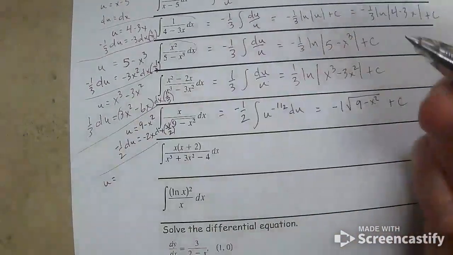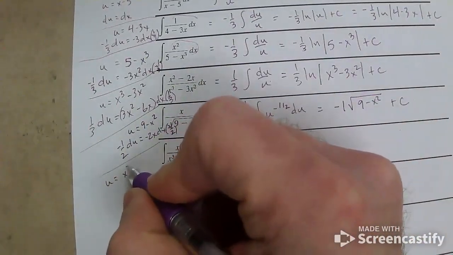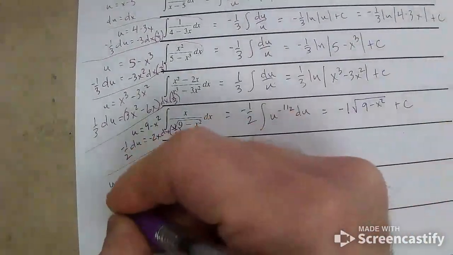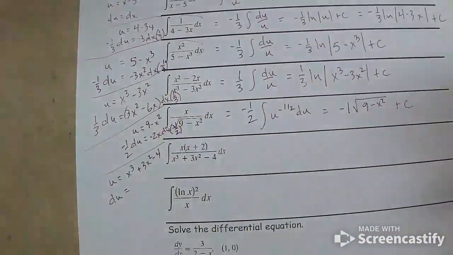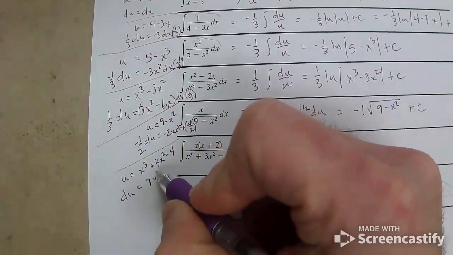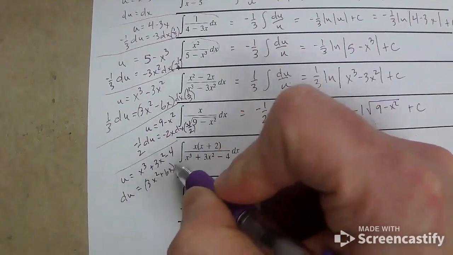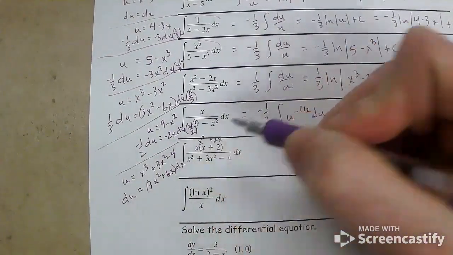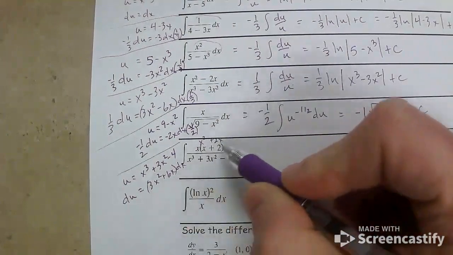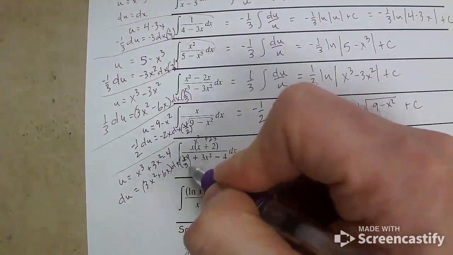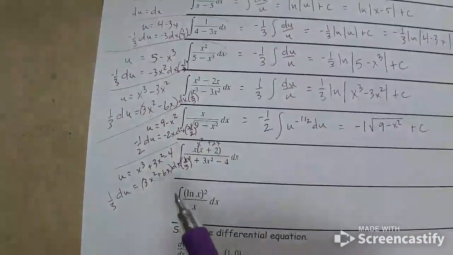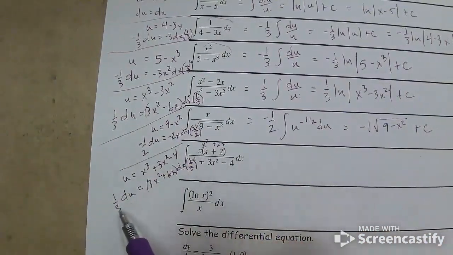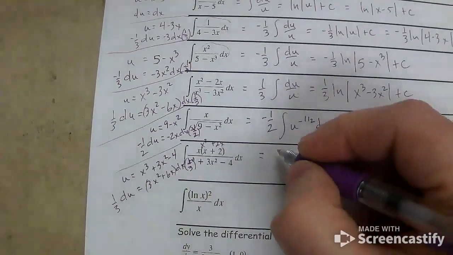I'm going to let u equal the entire denominator, x cubed plus 3x squared minus 4. And then du equals 3x squared plus 6x dx. If I were to multiply this out, I get x squared plus 2x. So if I multiply both sides by 1/3 here, I can replace all of this with 1/3 du. And that's what I'm going to do.